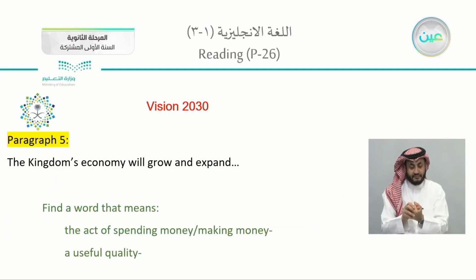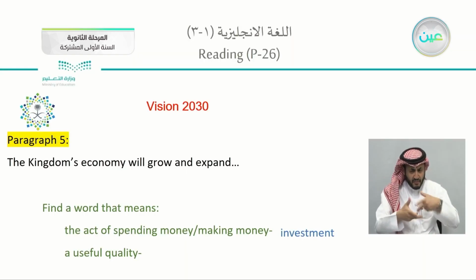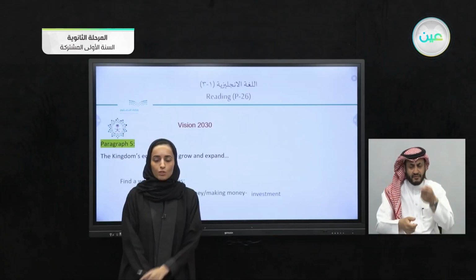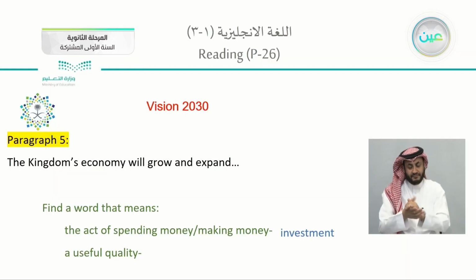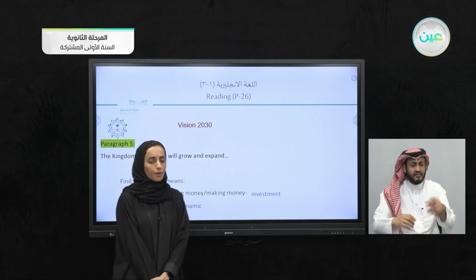Okay, can you find a word that means the act of spending money and making money? What is this act? This act is to invest. When you are making money and expanding it, making it more and more, this is the idea of investment. We're not just keeping it and saving it. No, we are spending and making. A useful quality: this one means dynamic. A quality that is dynamic, a moving one.